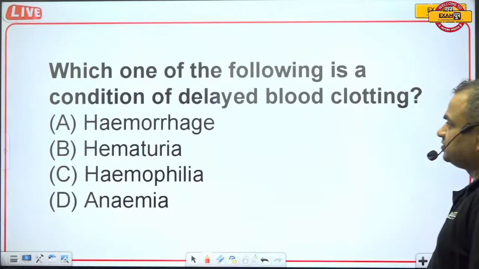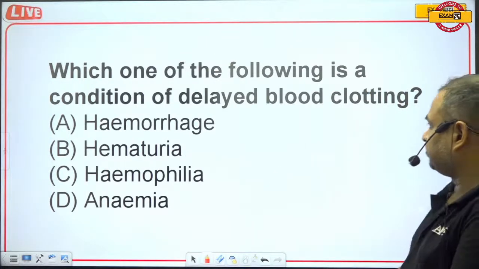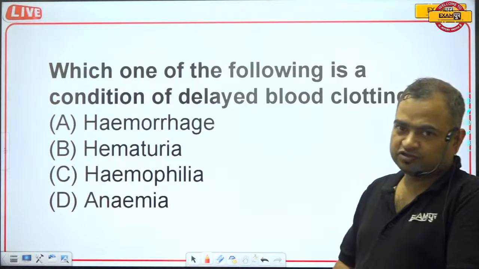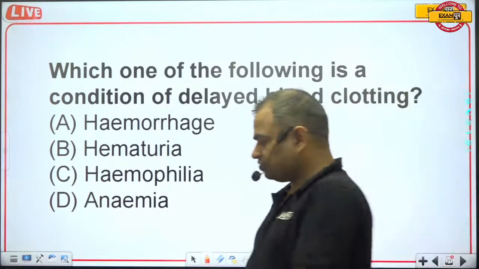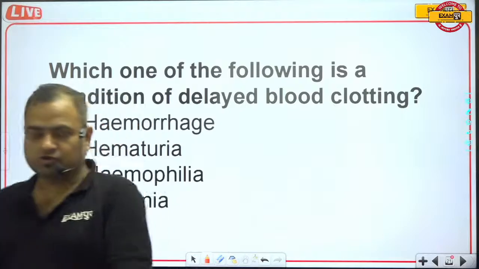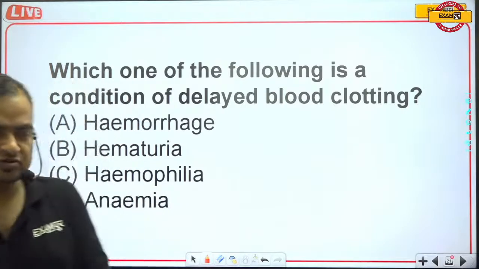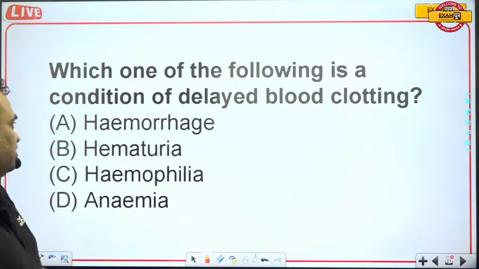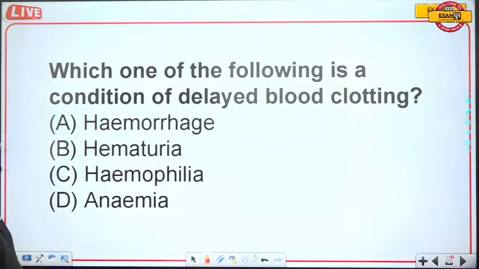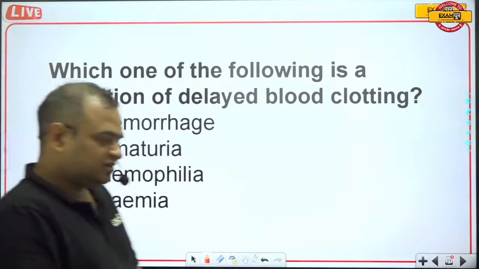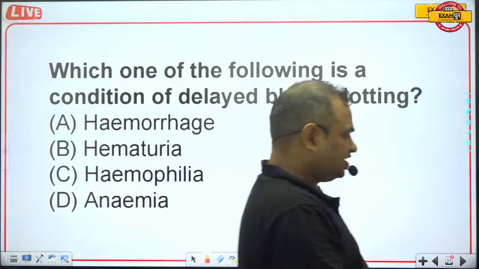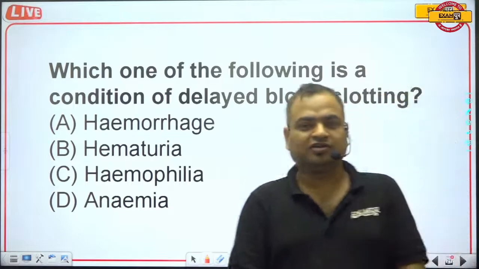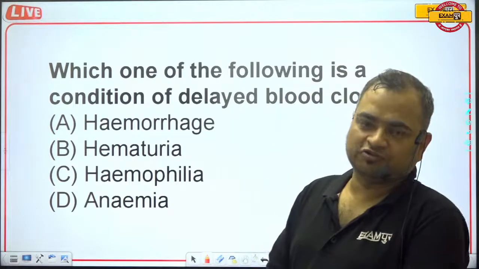Which one of the following is a condition of delayed blood clotting? Okay, guys, you have seen around your home, or across your city, or across your town or village, that some people are suffering from hemophilia. Hemophilia is a disease that leads to the unclotting or delayed clotting of blood.